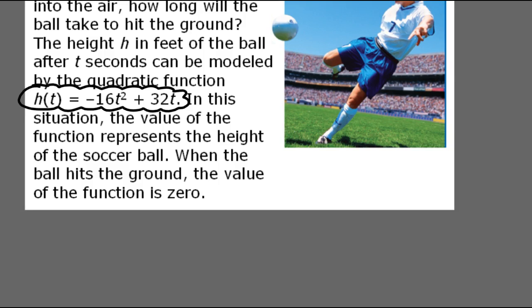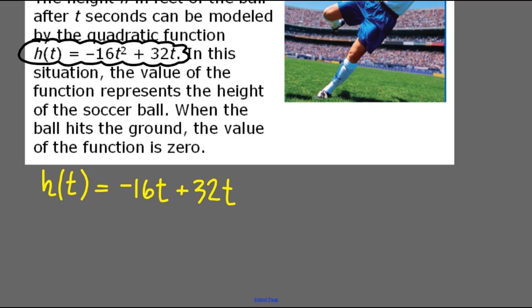All right, so if we look at this function, we have h of t is equal to negative 16t squared plus 32t. If I want to know when the height is 0, I'm going to put 0 in for h of t, and I want to solve this now for t. I want to know when that equation will be true, for what value of t. So when it equals 0.